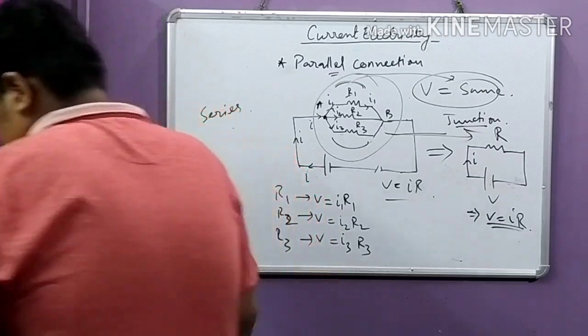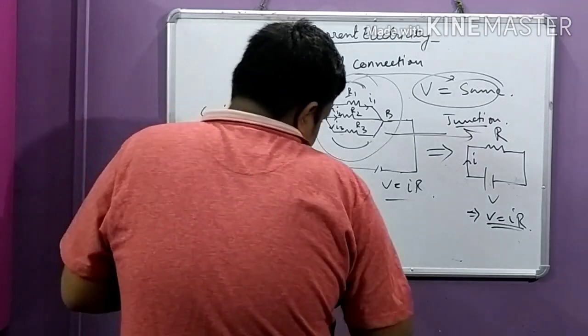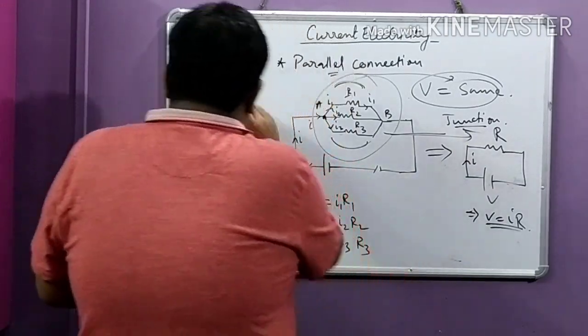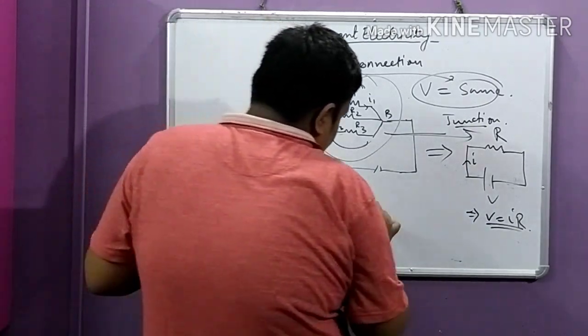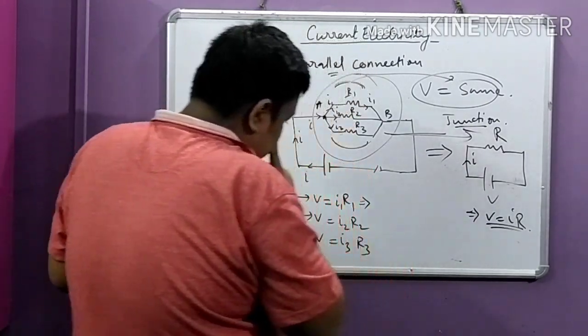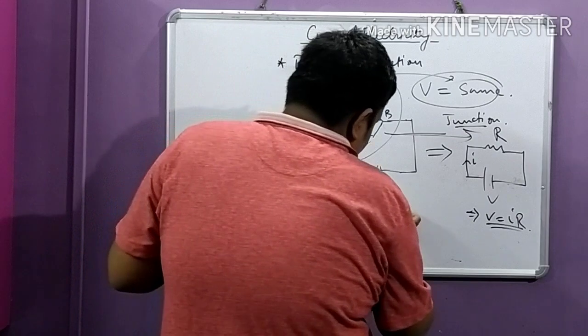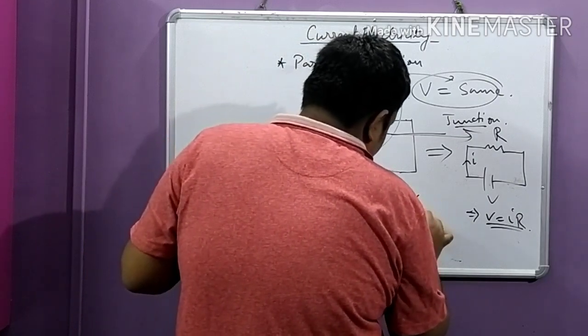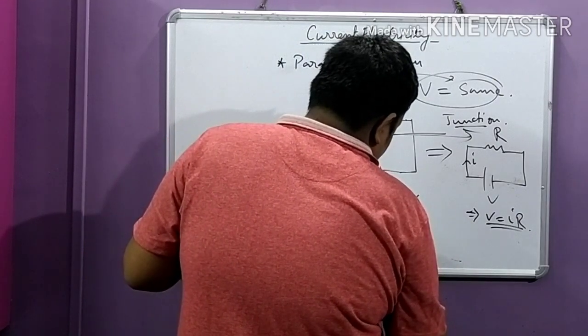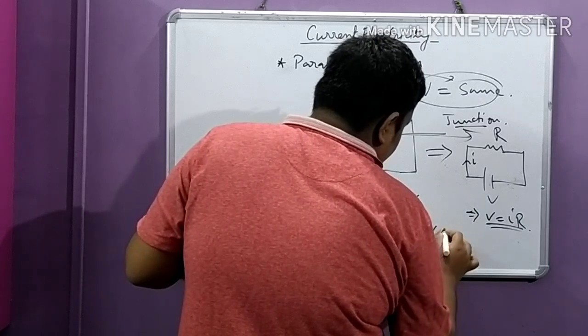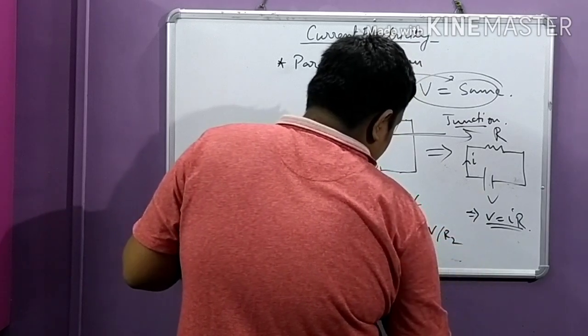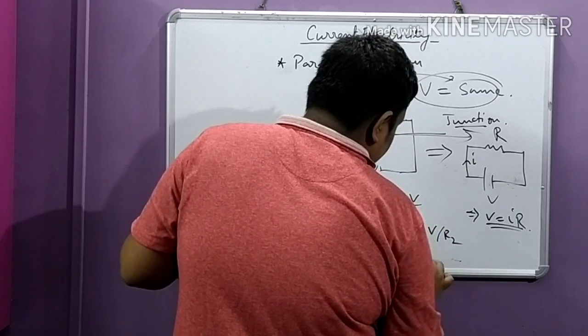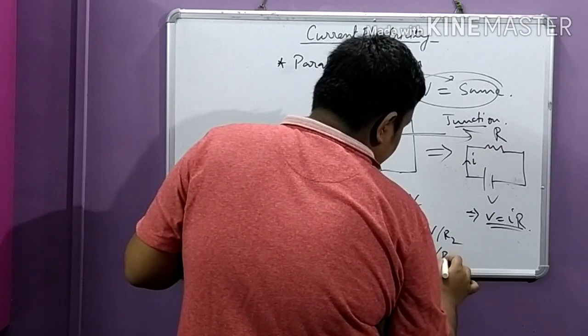Now have a look at these three equations. From here, what can you write? I1 equal to V by R1, I2 equal to V by R2, and I3 equal to V by R3.